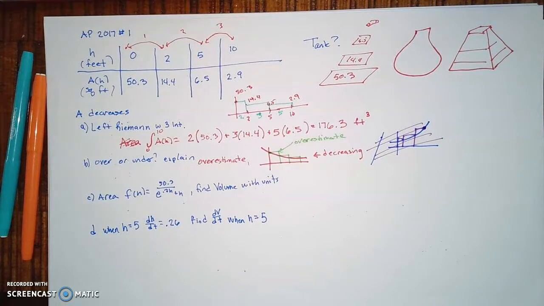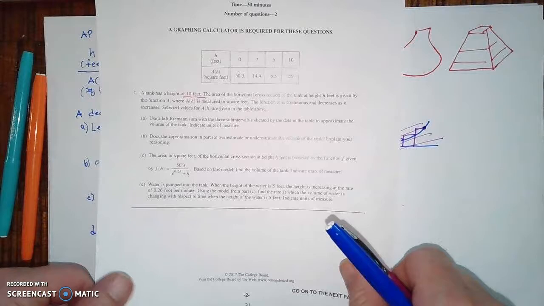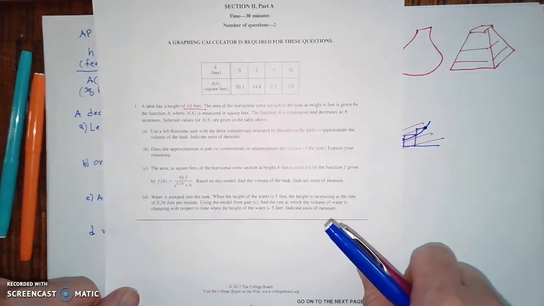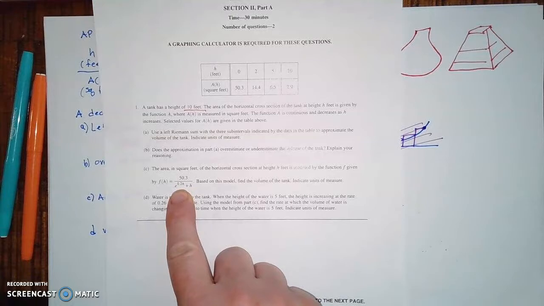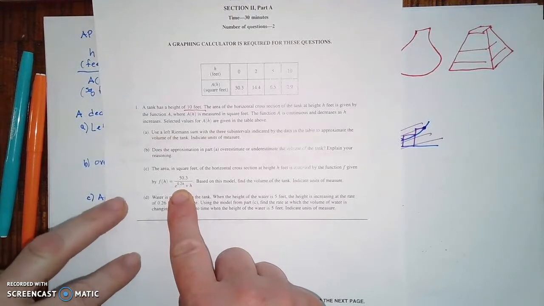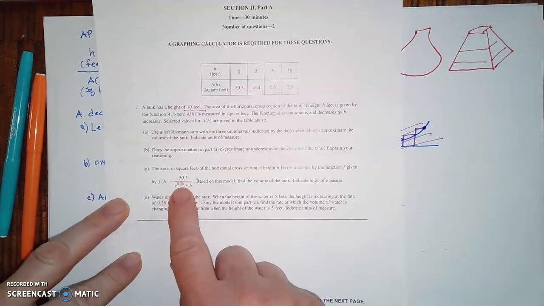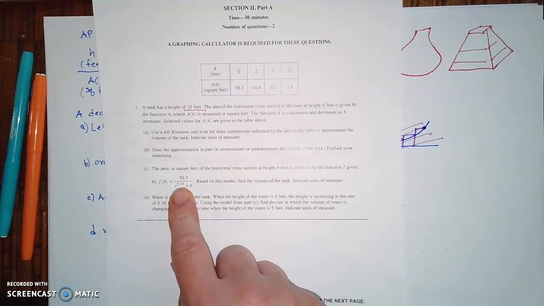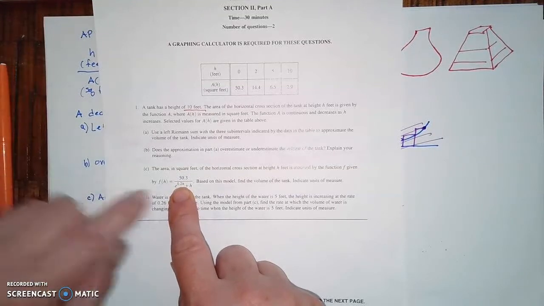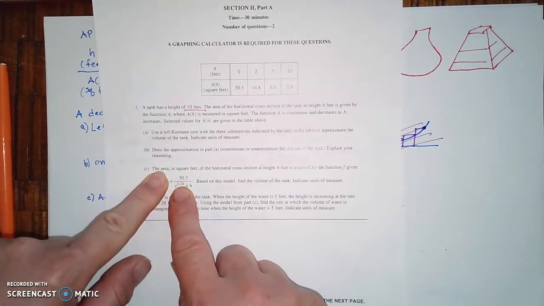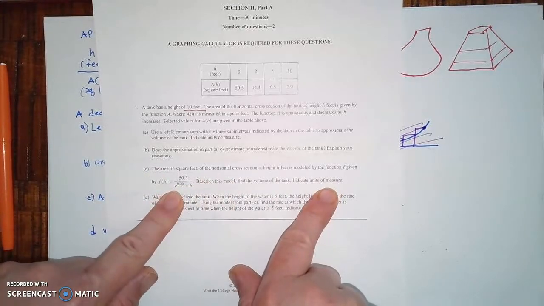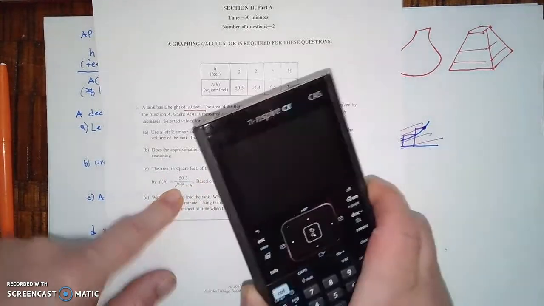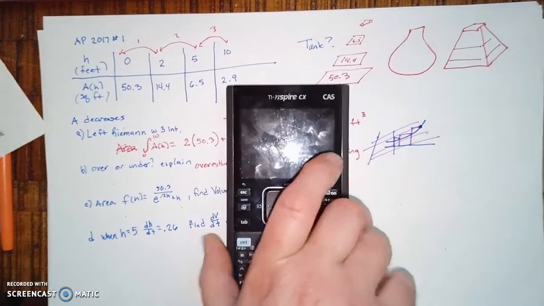Okay, the next part says, hey, what's that question? The area of the horizontal cross-section is modeled by the function given right here. So that's the area of the cross-section. Based on this model, find the volume and indicate units of measure. Now, I don't think this question will be on the test because they said they're not going to use applications of integration. But if I integrate area, which is squared, it goes up a degree, so I get volume. So all I should have to do is integrate that equation in the calculator, and we should get the right answer. Let's bring our calc in.